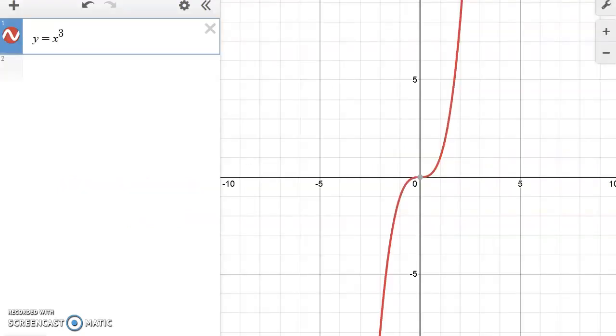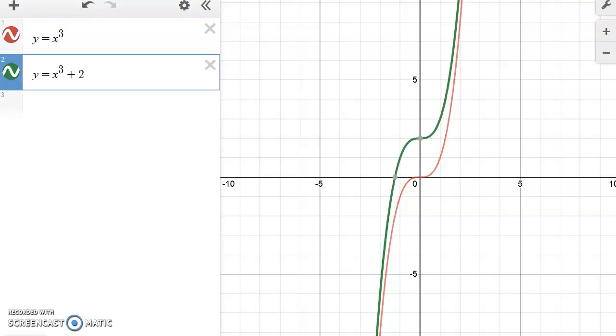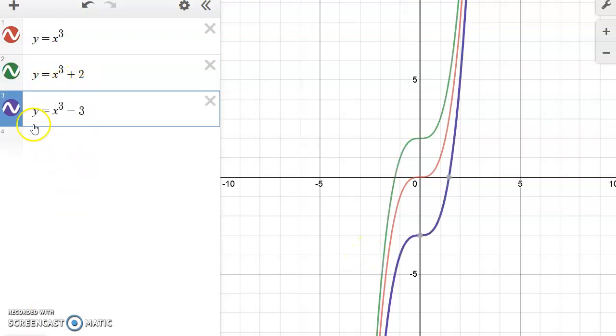We will use y equals x cubed as an example here. We can see this is the graph of y equals x cubed. And here you can see if you add 2 to the whole function, the graph of y equals x cubed shifts up 2 units. The green one is the graph of y equals x cubed plus 2. If you subtract 3 from y equals x cubed, you get y equals x cubed minus 3, and the graph shifts y equals x cubed 3 units down. You get this purple curve.